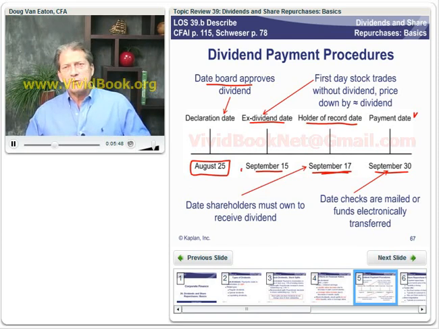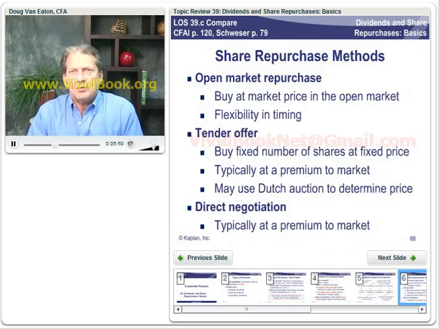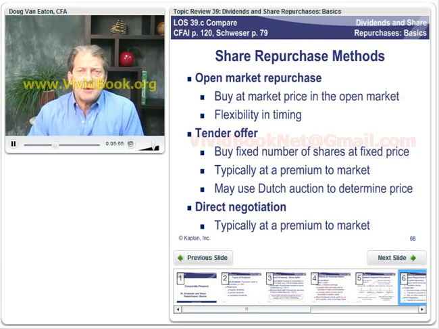Now, another way to return money to shareholders is through share repurchases. And they've increased in popularity greatly over the last decade or so.